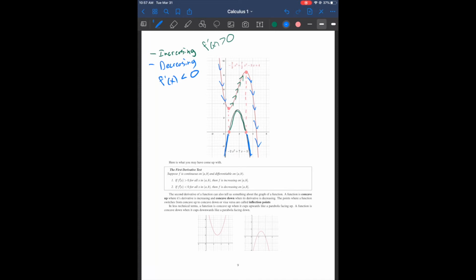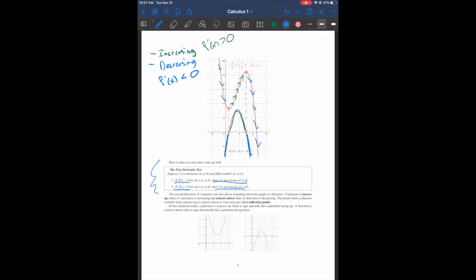So we're going to use that to figure out whether a critical point is a local maximum or a local minimum. The first derivative test is really just a summary of what I just said. If the derivative is greater than 0, then we expect that the function will be increasing. And if the derivative is less than 0, we can expect that the function will be decreasing.